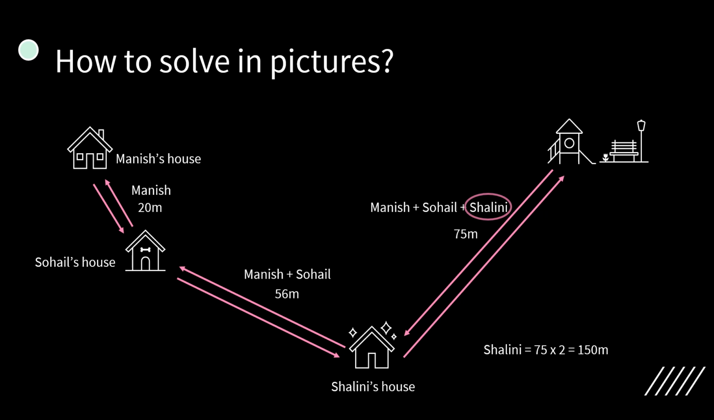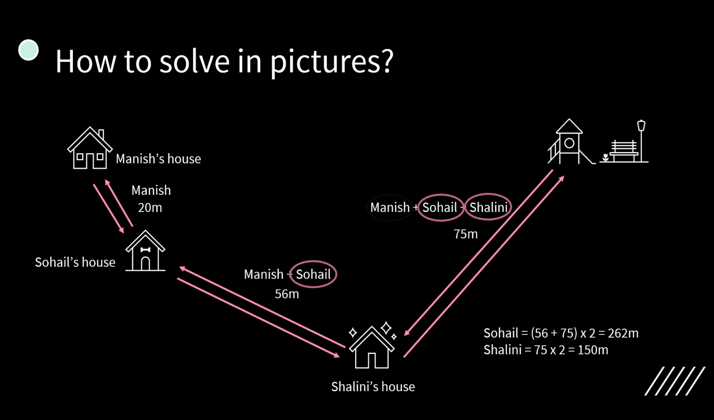How much distance has Sohail travelled? So Sohail has travelled the 56 meters to Shalini's house and then the 75 meters to the playground. He then comes back the same distance from the playground. So how much distance has Sohail walked? 56 plus 75, and he does it 2 times. So we multiplied by 2 to get 262 meters.